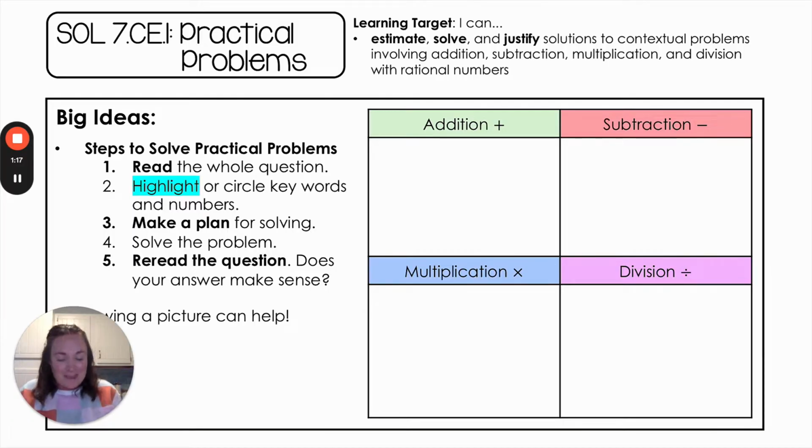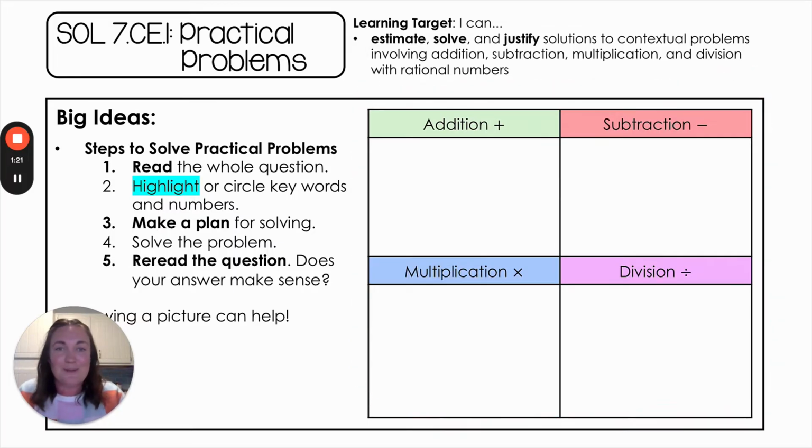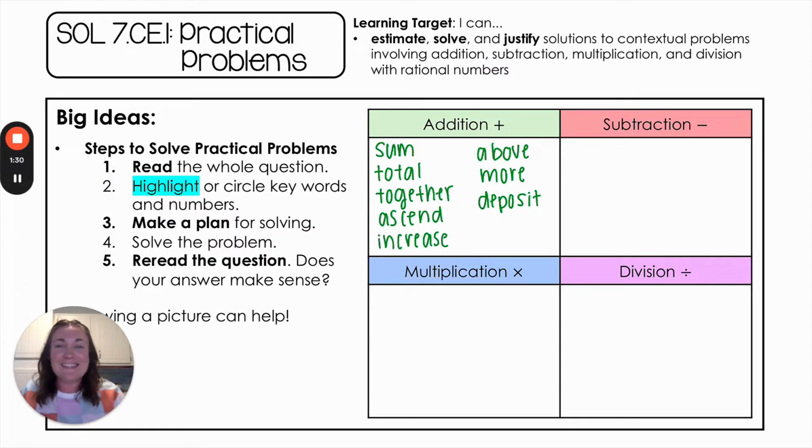So before we get going and see some examples, we are going to talk about what those key words are that we are looking for. So pause the video here. I want you to think about as many words as you can that would tell you to add in a problem. Okay, let's see how many you got.